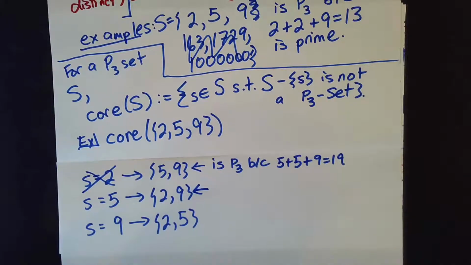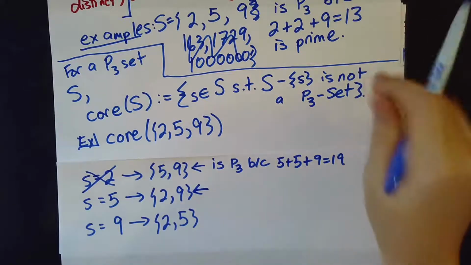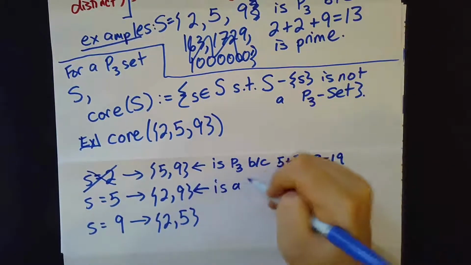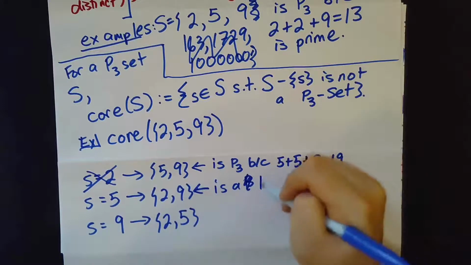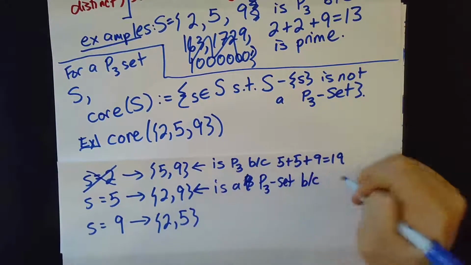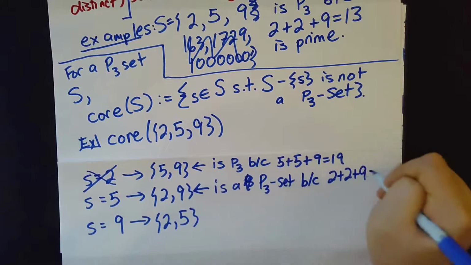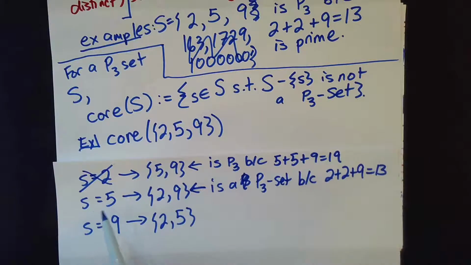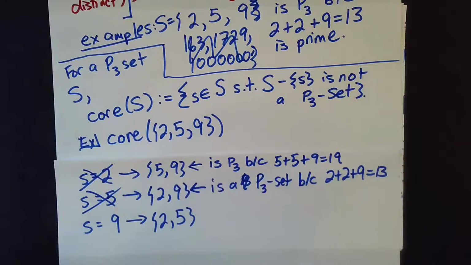Okay. 2, 9 is a P3 set for, in fact, the same reason I wrote down earlier. Namely because 2 plus 2 plus 9 is 13, and that's prime. Okay. Again, even when I remove 5, this is still a P3 set. So that's not in the core.